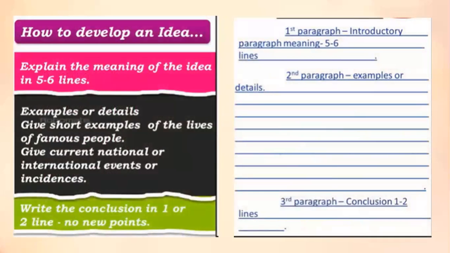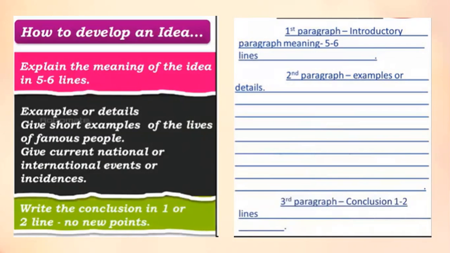Now, how are you going to do that? How do you develop an idea? In the first paragraph, like I said, it is an introductory paragraph, which means it should consist of 5 to 6 lines. What will you do in these 5 to 6 lines? You will explain the meaning of the idea, what understanding you have achieved after you read that particular proverb. What did you understand from that proverb, or what is the meaning that you have derived from it? That you are going to write in 5 to 6 lines.